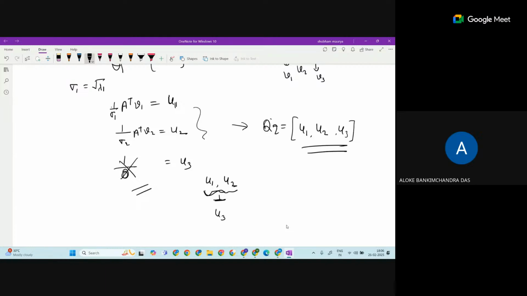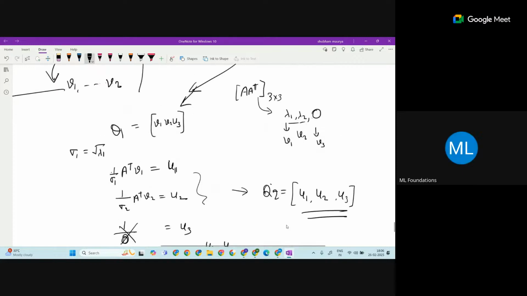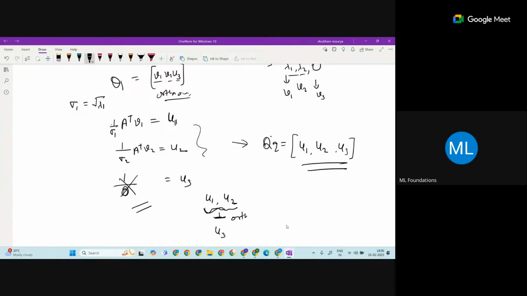So is this u3 orthogonal or orthonormal? Orthonormal, because I just missed that you have to make it orthonormal. You have to normalize all of these to unit vectors. So here you have to find the orthonormal vector. Okay, this is one method, in the case of zero.